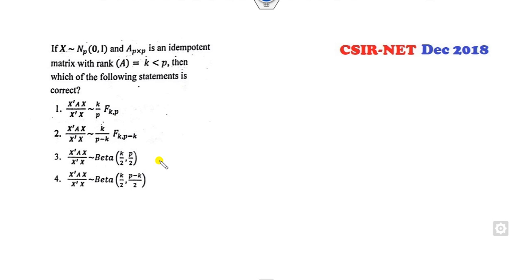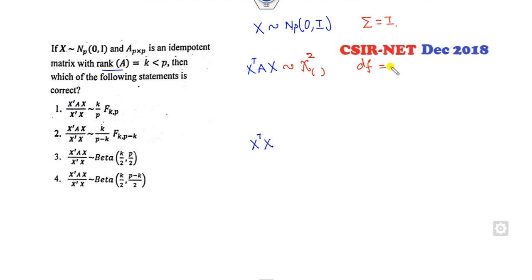Now look at this another one. If x follows here, rank is my k. Okay, then you need x transpose A x and you need x transpose x. Okay, x follows my normal distribution with 0, I, meaning your sigma is my identity. This will follow the chi-square with the degrees of freedom. What is the degree of freedom? Rank of A. So what is the rank of A? K. I can write this number as this. This follows the chi-square distribution with degree of freedom p.